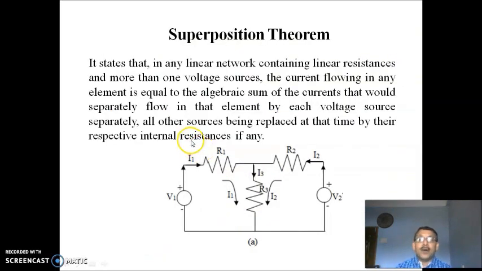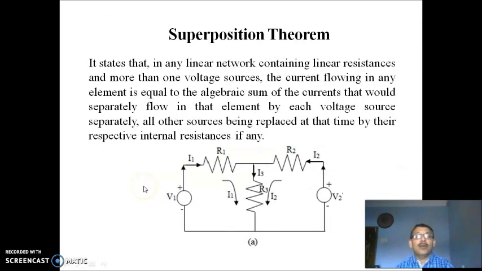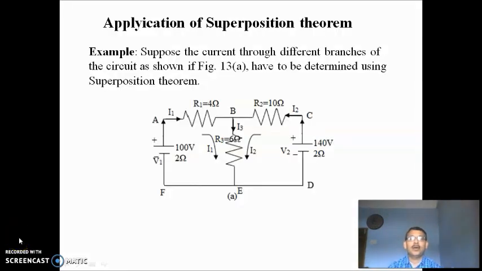Next one is the superposition theorem. Now, according to superposition theorem, it states that in any linear network containing linear resistances and more than one voltage sources, the current flowing in any element is equal to the algebraic sum of the currents that would separately flow in that element by each voltage source separately, all other sources being replaced at that time by their respective internal resistance, if any.